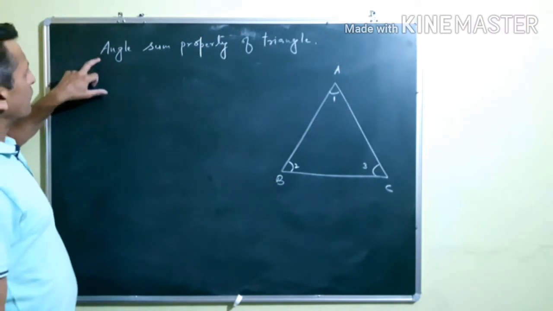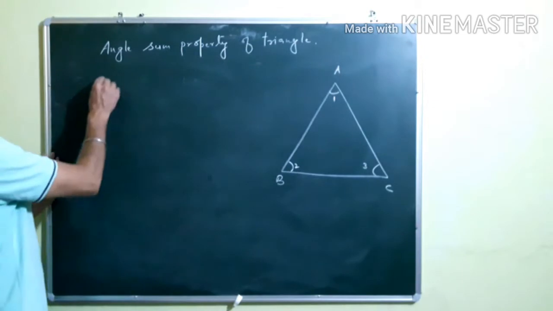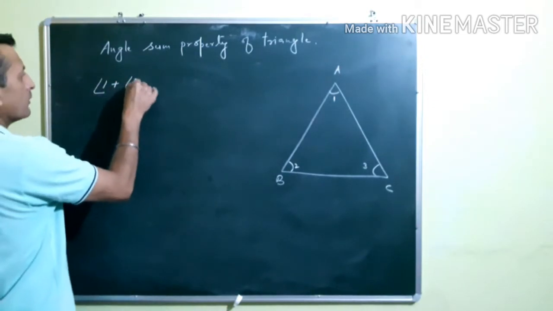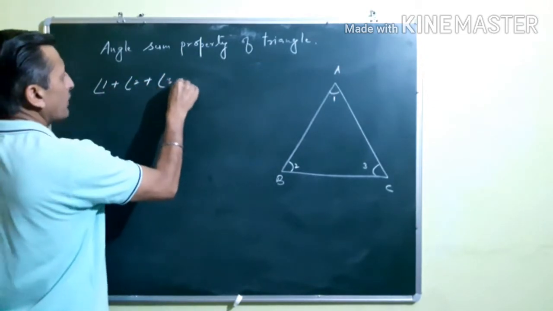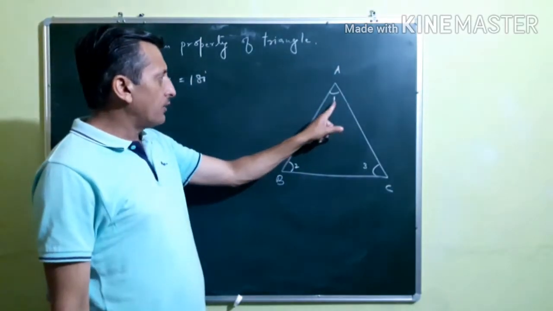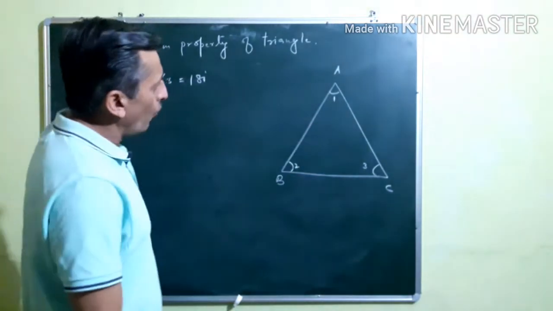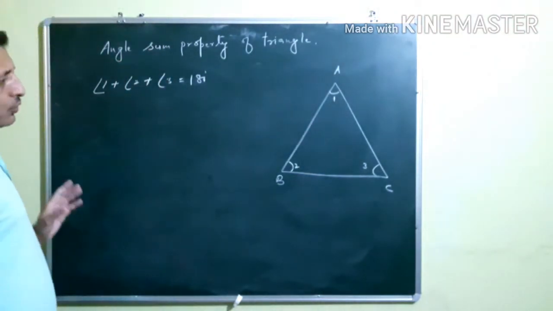Students, today I want to discuss the angle sum property of the triangle. That means I want to show that the sum of all angles, that means angle 1 plus 2 plus 3, or angles A, B, C, is equal to 180 degrees. That we have to show.